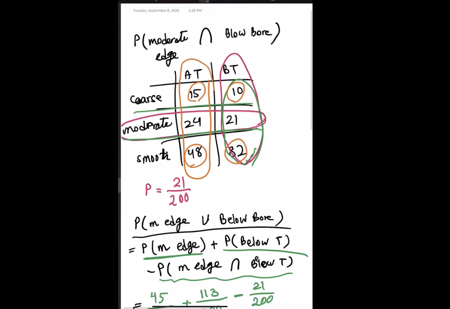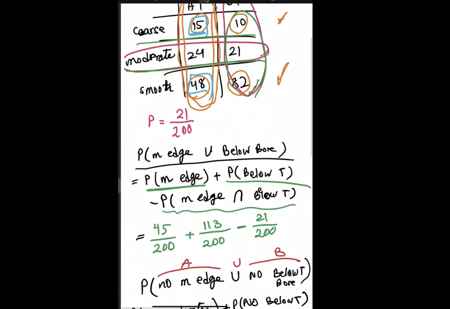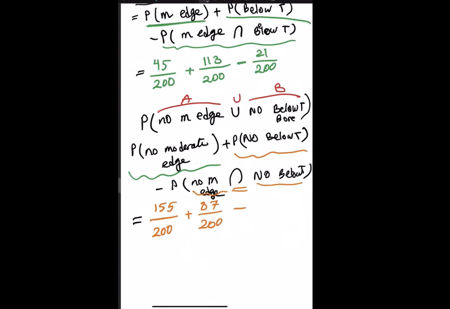No moderate age is in the first row and third row. Would it be 15 plus 48? Exactly. And no below target, meaning above target. So the ones that are in the first column and first row or third row are just 15 and 48. That's how many? 63. And that's the answer.